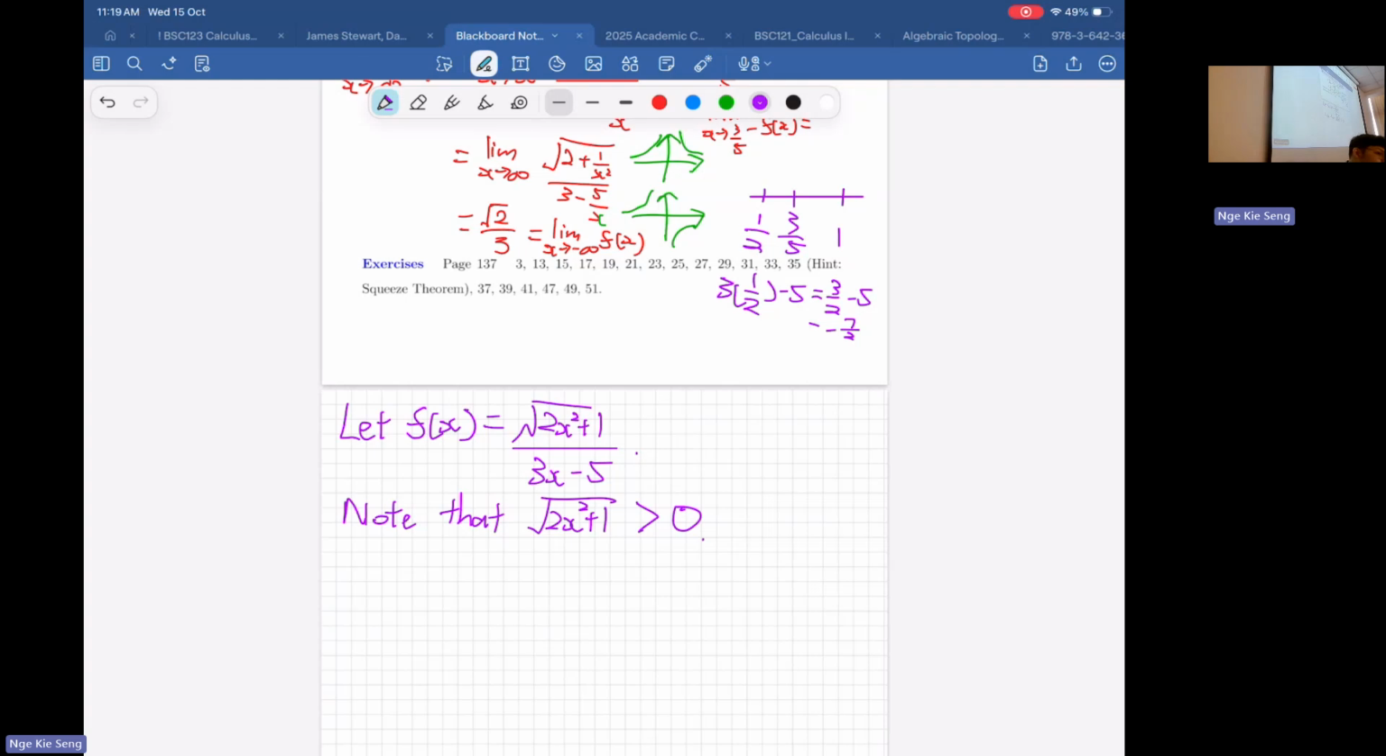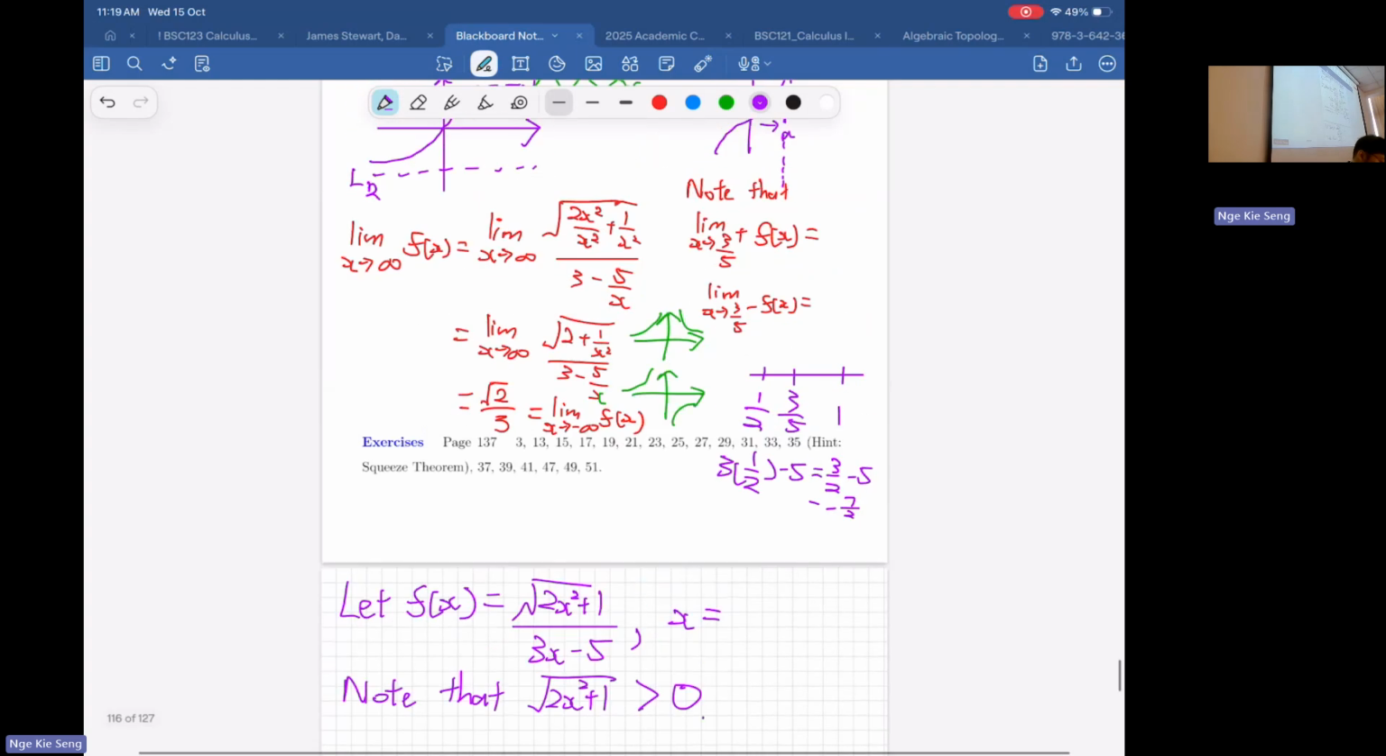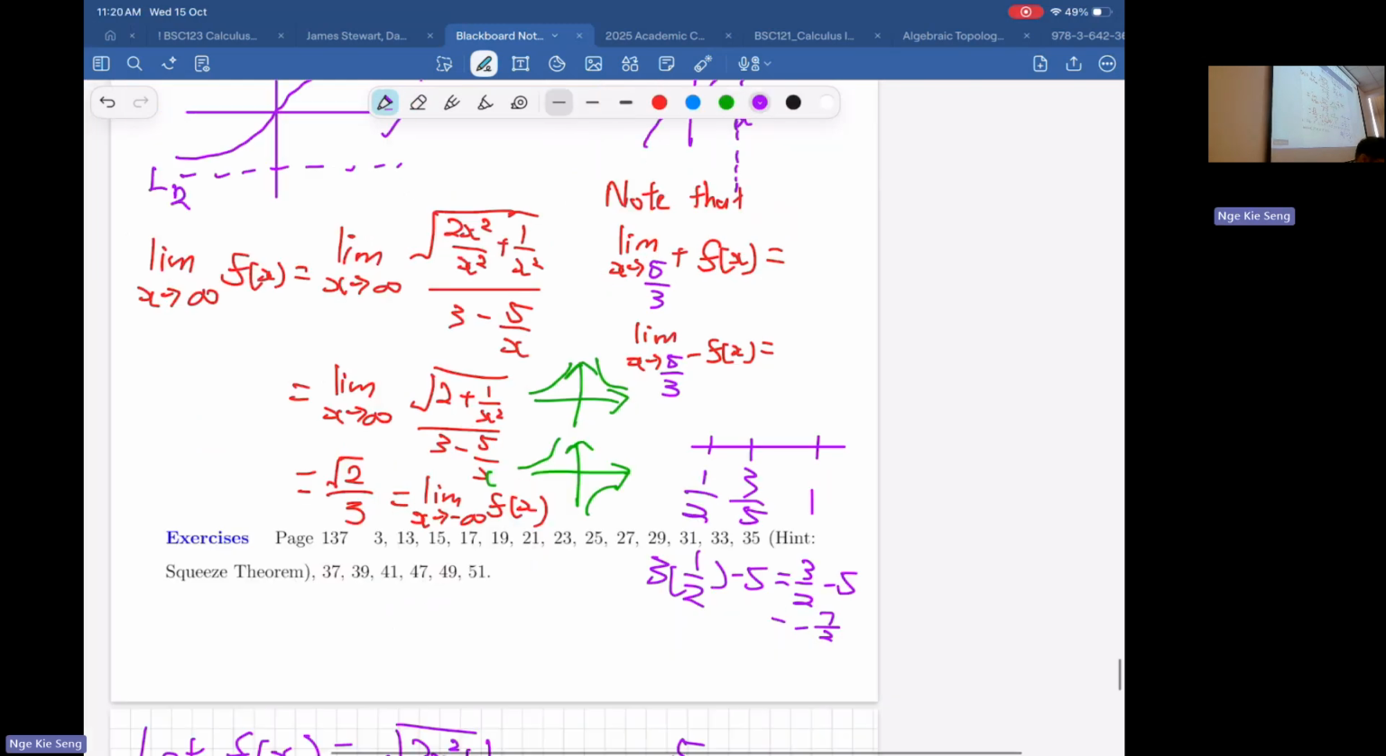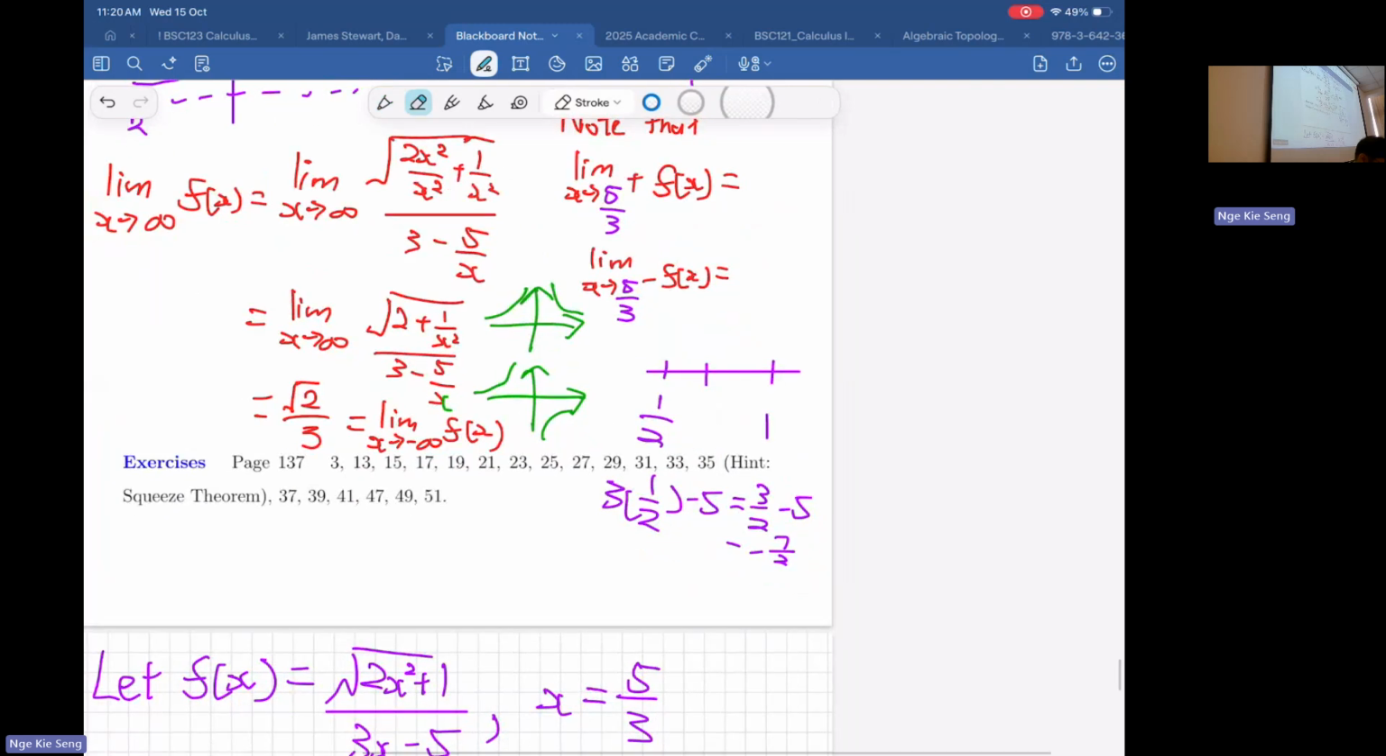How about the bottom? What's the behavior of the bottom here? It should not be 0, so that this function is defined. I think I know what's wrong here. It should be 5/3, right? This point here is a useless point because the function is continuous there. So that's why we should care about 5/3, not 3/5.